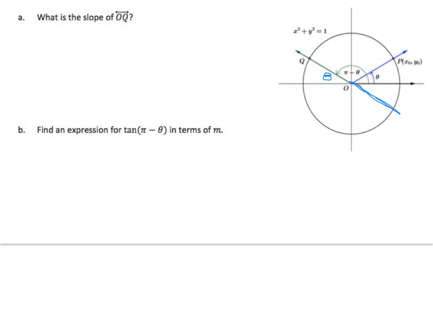That was my alarm. And we would have theta here also. So what is the slope of this? A little bit harder to figure out, but we know that ray OQ is the reflection over the y-axis.